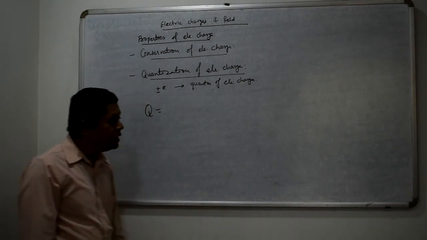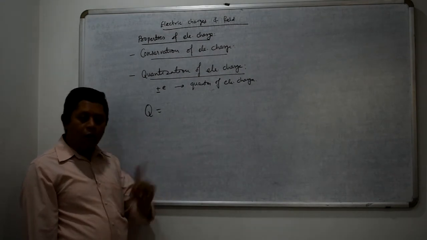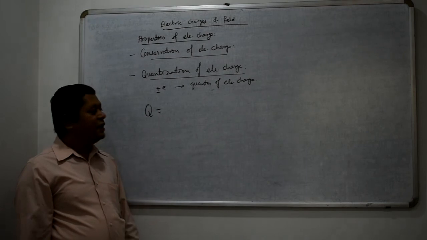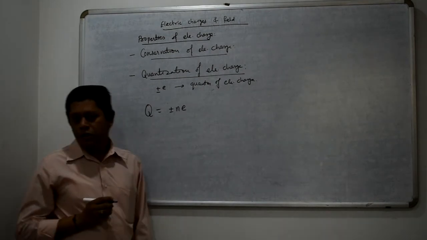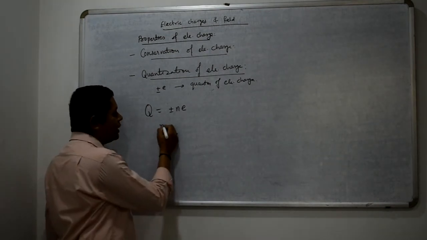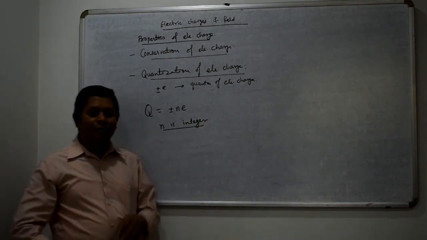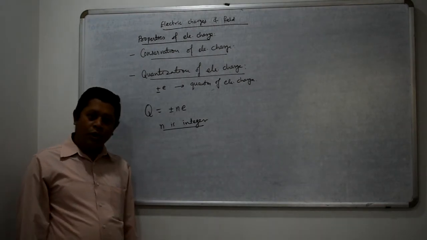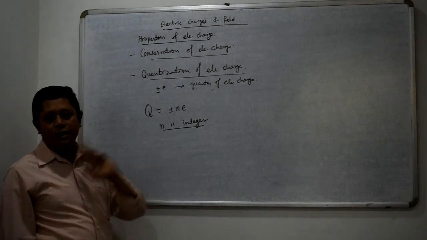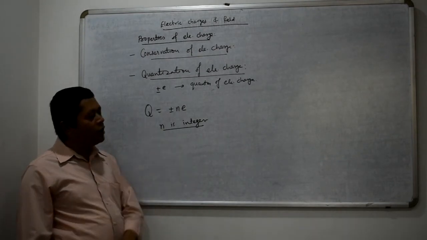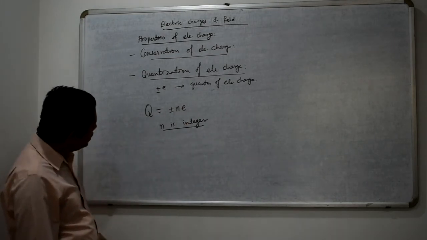Now, is it possible that when the transfer of electrons takes place, a fraction of an electron moves from one body to another? It is not. Always it is an integer number. That's why the charge of any body is always plus or minus n times e, where n is an integer. It is not possible that 5.7 electrons are transferred from one body to body B. It is either 5 or 6. A fraction of an electron cannot transfer from one body to another. That is what we call quantization of electric charge. The charge of any body is always an integral multiple of the charge of an electron or proton.